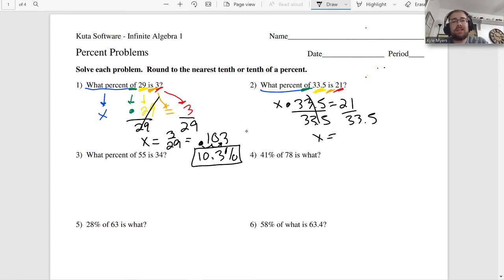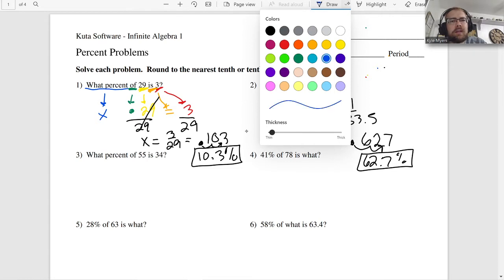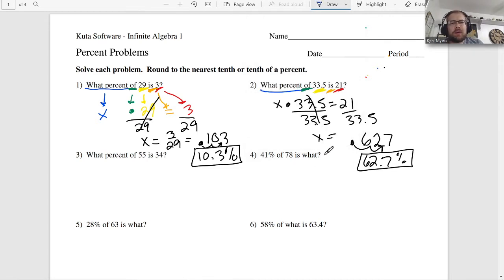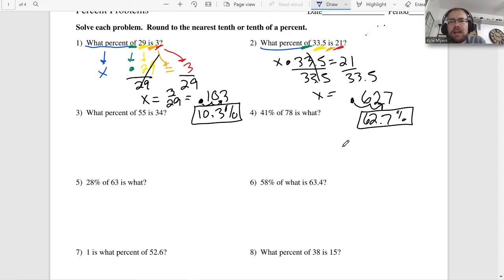So I actually did that in question number 1. I said, okay, well, let's round to 3 decimal places, 627, and then change it to a percent, 62.7%. So I just did that kind of way twice. Let me show you what the difference is, what I'm talking about, in the next question. And you can decide for yourself which one you like better. But it's really just kind of a preference thing.